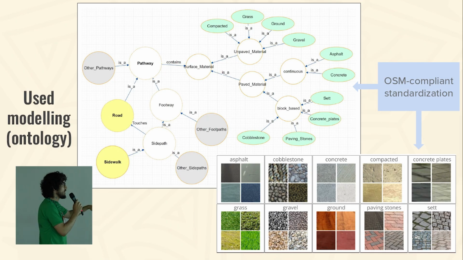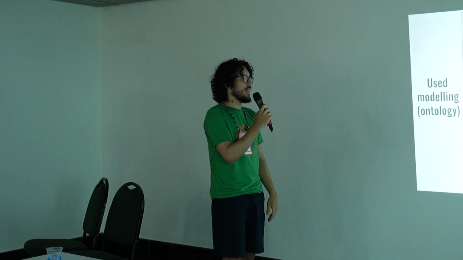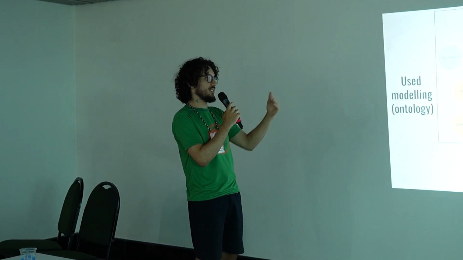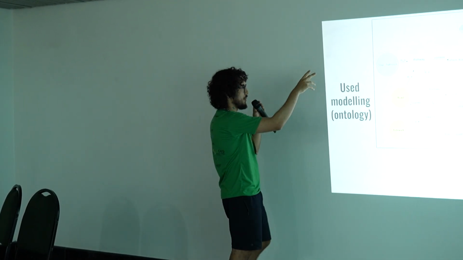So we can state the modeling as an ontology. The classes used for pavement classification follow the OpenStreetMap standard, a community standard that was built inside the community over the last 2 decades. So the data set has these categories, and we can state the problem that we have.